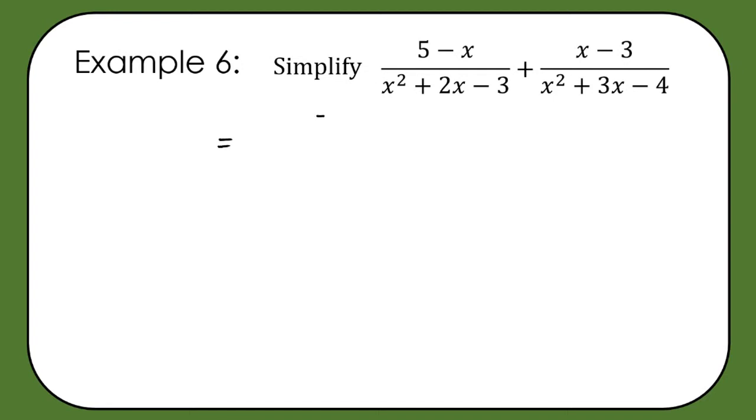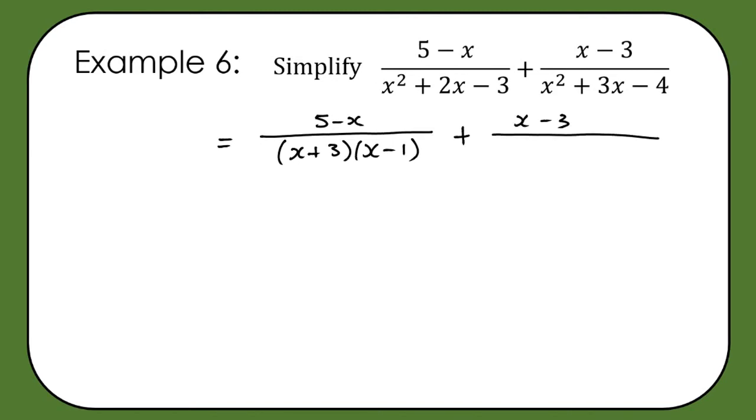So we've got 5 minus x on the numerator there. We want to factorise this, so simple quadratic, factors of negative 3 that add up to 2: (x plus 3)(x minus 1), plus my second fraction, again simple quadratic, so factors of negative 4 that add up to 3: (x plus 4)(x minus 1).